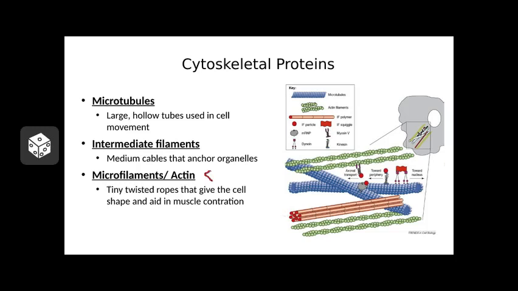Finally, we have the smallest guys, called microfilaments, also known as actin, and they're like tiny little twisted ropes of protein. These guys help give the cell its shape. They're also really important in muscle contraction. These are the proteins that grab each other and pull and allow you to produce that force with your muscles.